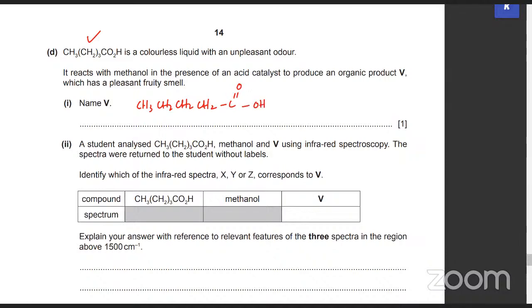So clearly you're forming an ester. It reacts with methanol. Methanol is CH3 and OH. So what happens is the OH is removed, this H would be removed, and they would join up. So basically OCH3 is left here. And the name of this would be in two parts. This side is methyl. This side is pentanoate.